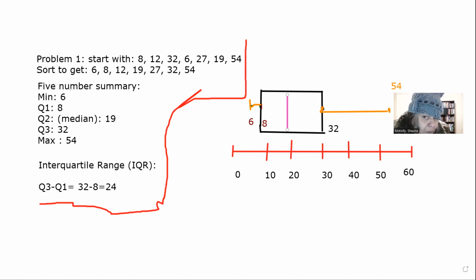So for numbers 1 through 3, just this first portion on the left, you do not have to draw a box plot for the first 3 problems, okay? Just the 5-number summary, the interquartile range. Now, what I will show you here, let me come back to the homework.